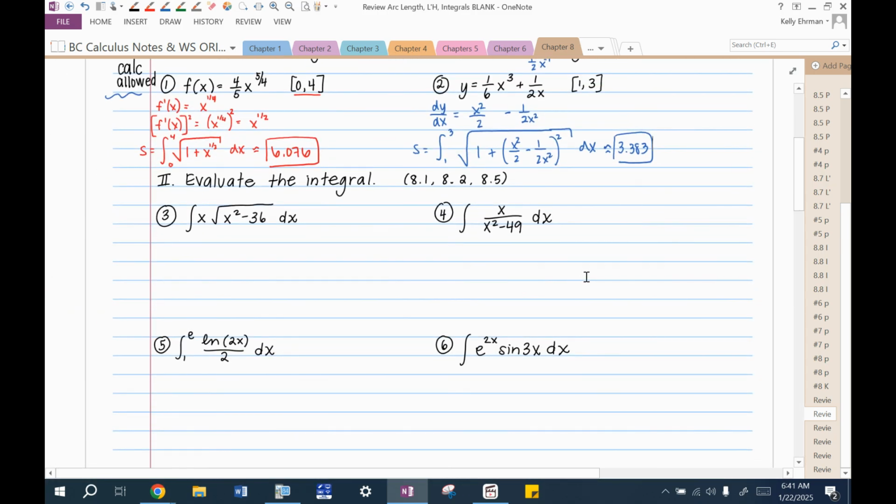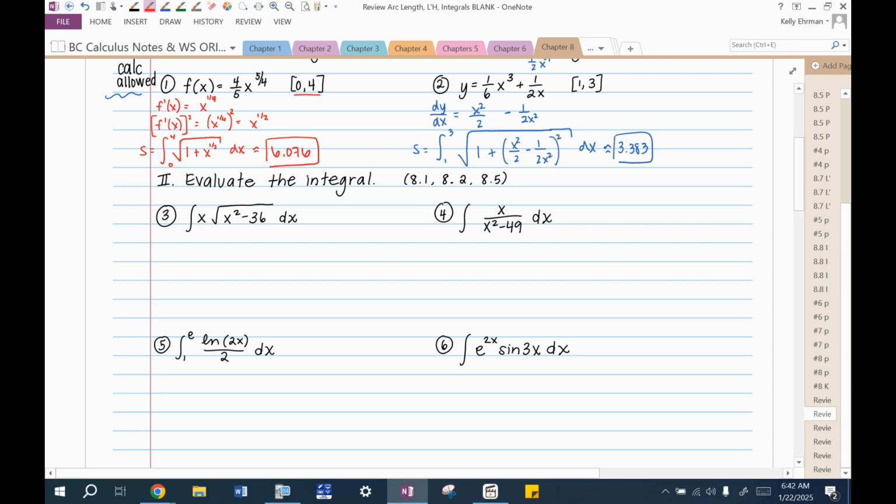Now we have integration. So this covers sections 8.1, 8.2, and 8.5. So we're thinking of all the methods here. So remember, your first thing is like, does u sub work? Or is it arctan or arcsine? Or do I have to do integration by parts? The final thing is that it could be partial fraction decomposition. So part of your studying should be going through and looking at the different homework assignments. So when the problem looked like this, we did partial fraction decomposition. When it looked like this, we did integration by parts, etc.